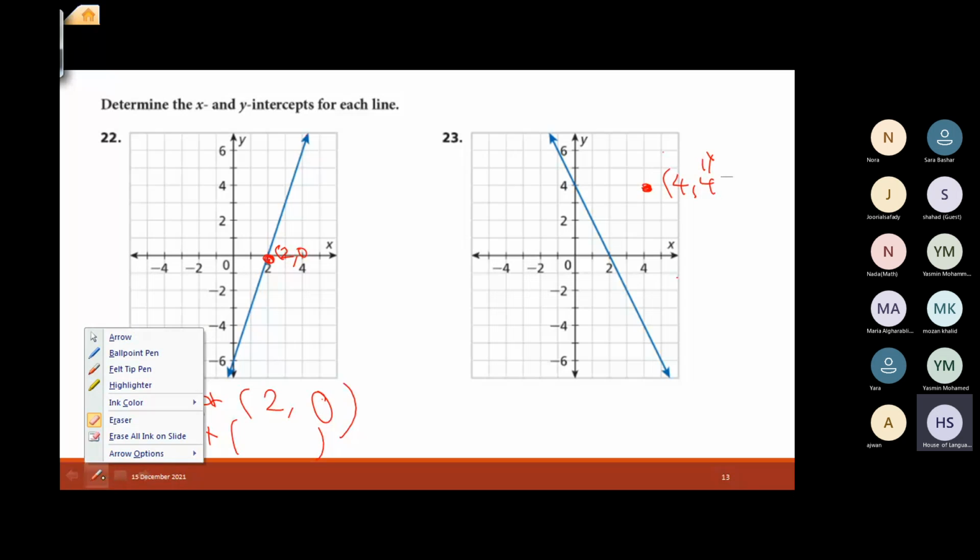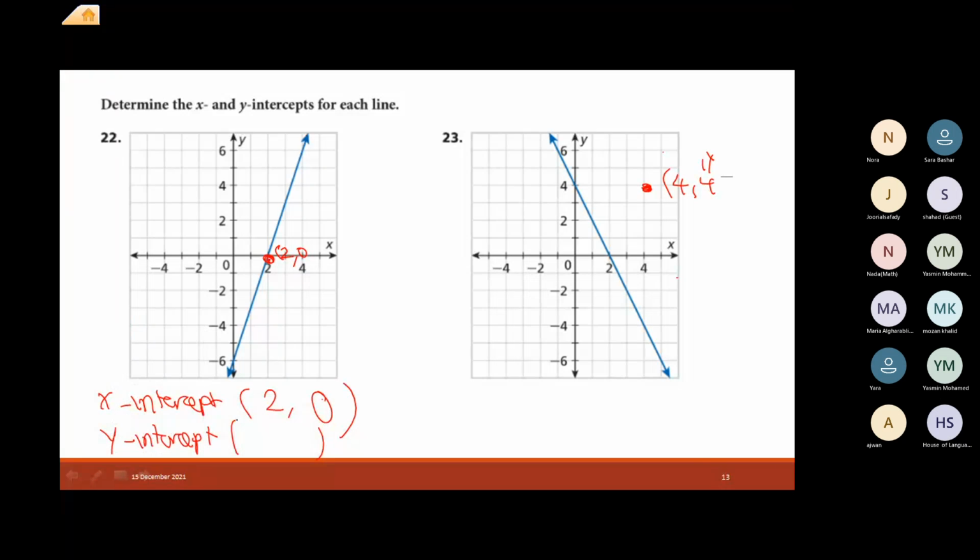What do you mean by ordered pair? It is a location of the point. Where is this point located? You will make a line, cut the x-axis, cut the y-axis. You will write the first point, which is 4, and the second one, which is 2. So where is the point that cuts the x-axis?